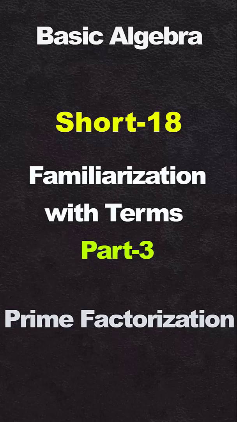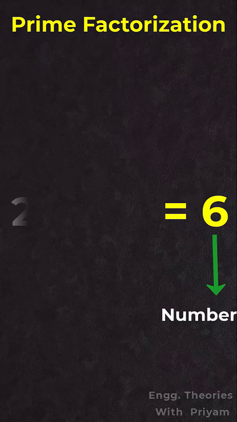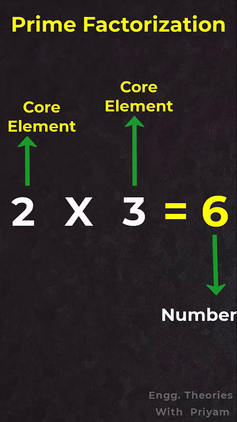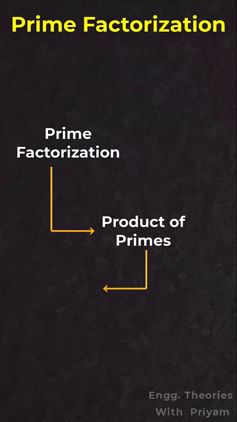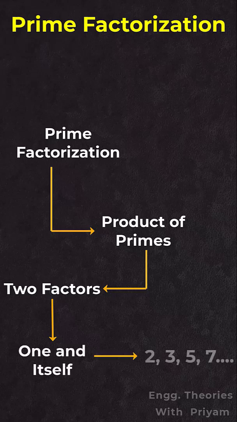In this short video, you will understand what is the prime factorization of a number. Prime factorization is like breaking a number down to its core elements. Let's dive into this topic with a few examples. Prime factorization means expressing a number as a product of prime numbers. Remember, prime numbers are the numbers that only have two factors, 1 and themselves, like 2, 3, 5 and 7.